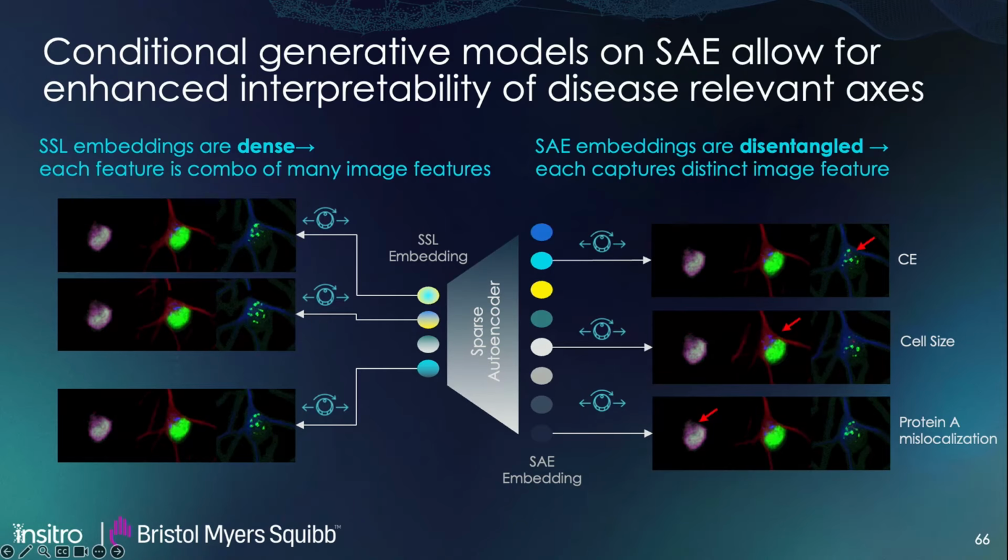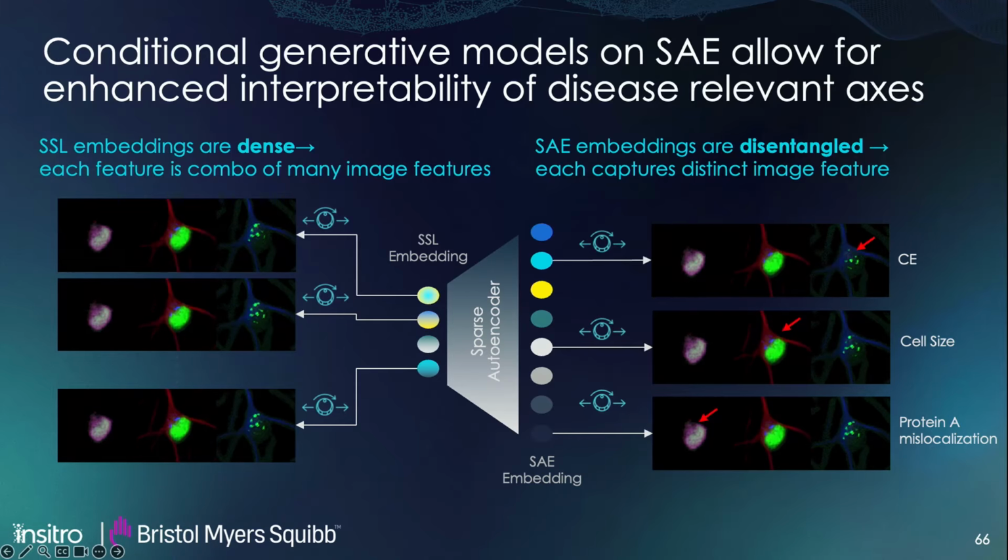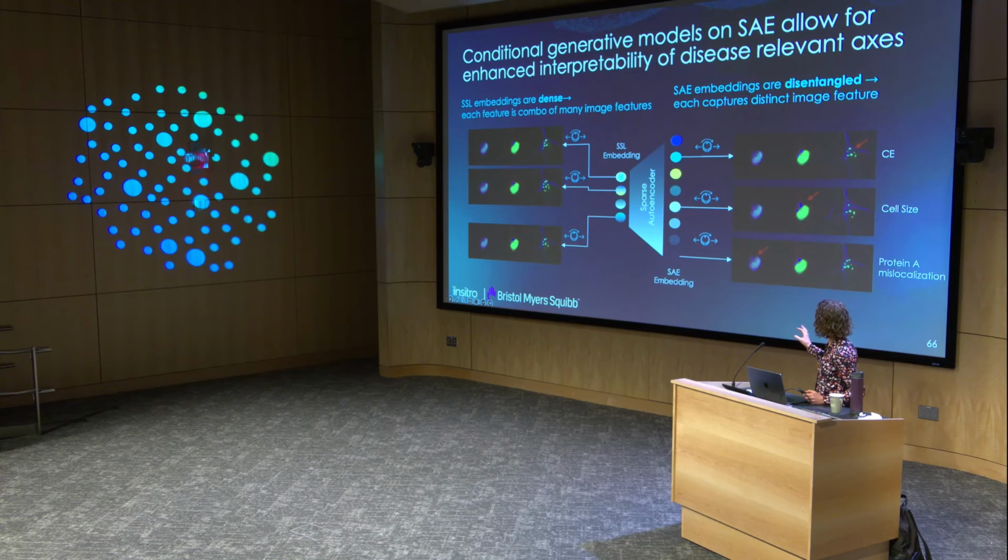And here for this conditional image generation in our ALS example, this is a visualization of some of our differentially expressed SAE features. We see things corresponding to cryptic exon, localization of key disease-relevant proteins, cell size, and we definitely see much more monosemanticity than we do in the dense embedding space. And so this type of representation is much easier for domain experts to interact with.